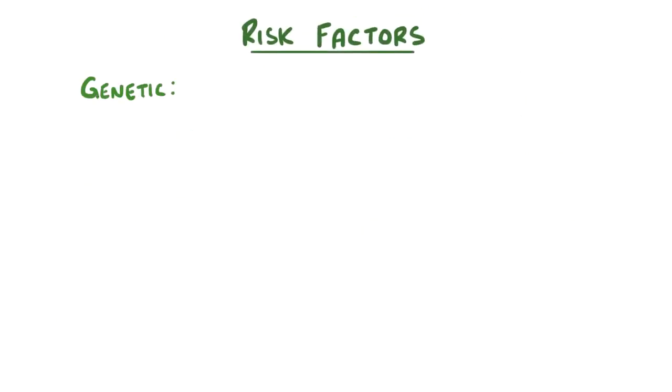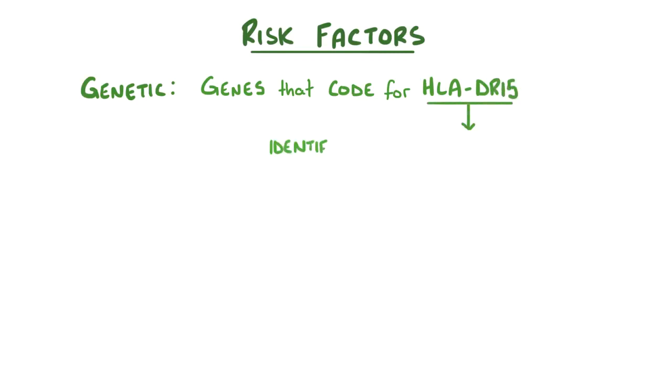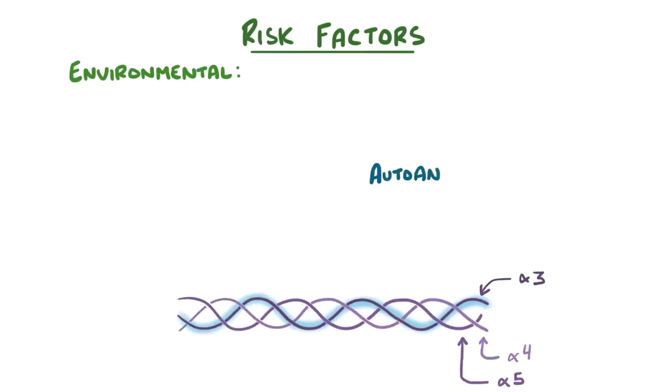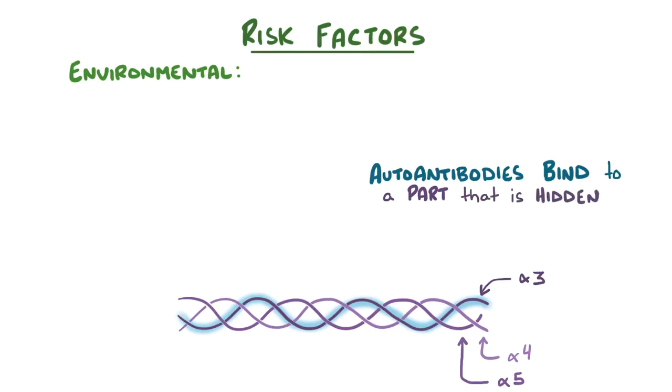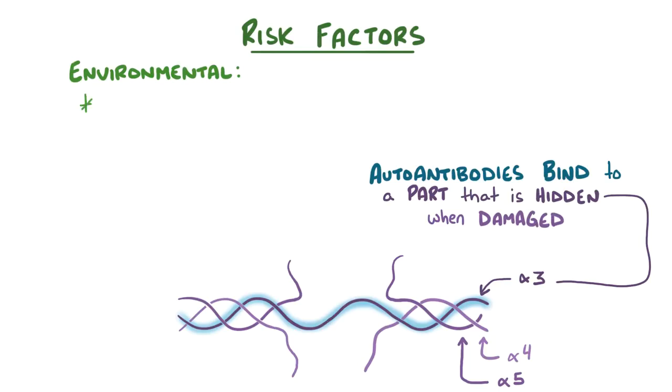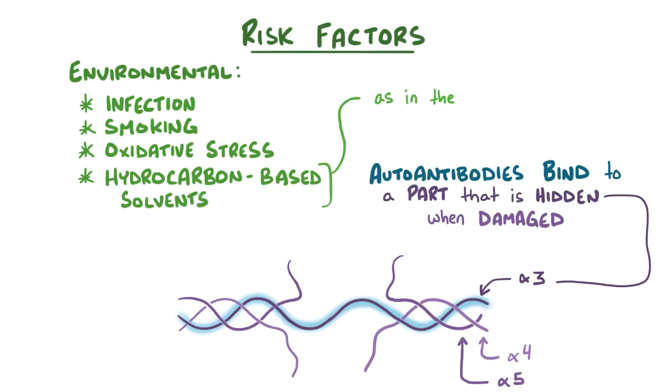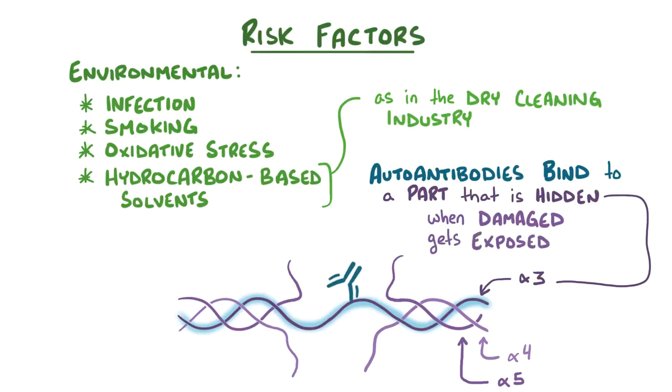Genetic risk factors for Goodpasture syndrome include having genes that encode a specific type of immune molecule called HLA-DR15, which is used to identify and bind to foreign molecules. Environmental risk factors, on the other hand, also play a role, and it relates back to the fact that the autoantibodies bind to a specific part of the alpha 3 chain that's usually hidden deep within the folded chains. When the collagen molecules are damaged by infection, smoking, oxidative stress, or some hydrocarbon-based solvents, as in the case of people who work in the dry cleaning industry, these antigenic regions on the alpha 3 chain get exposed to the antibodies present in the blood of genetically susceptible people.